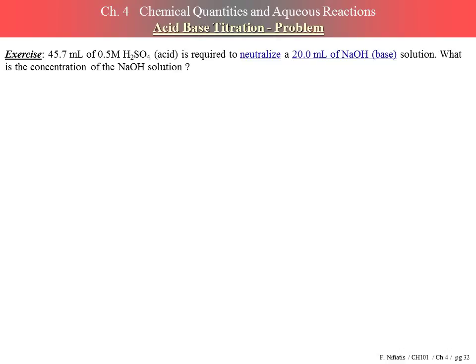Please pause the presentation and try to do it by yourself. You may, from your handout, look at the previous example. The first thing that you will need to do is to write the chemical equation between sulfuric acid and sodium hydroxide. I will see you soon.